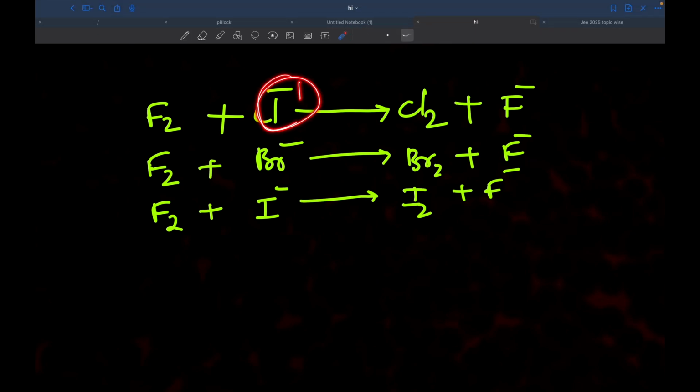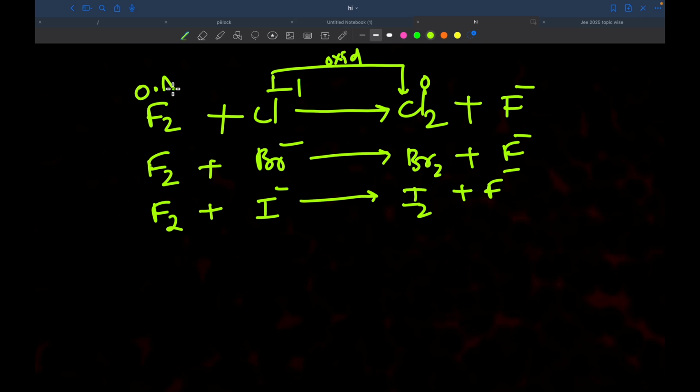Fluorine is in -1 oxidation state, here it is 0. What happened to the oxidation number of fluorine? Increased or decreased? Increased, right? From -1 to 0 it is increased. The oxidation number has increased, so this is oxidation. So this oxidation is done by this one, therefore it is an oxidizing agent. Fluorine is an oxidizing agent.